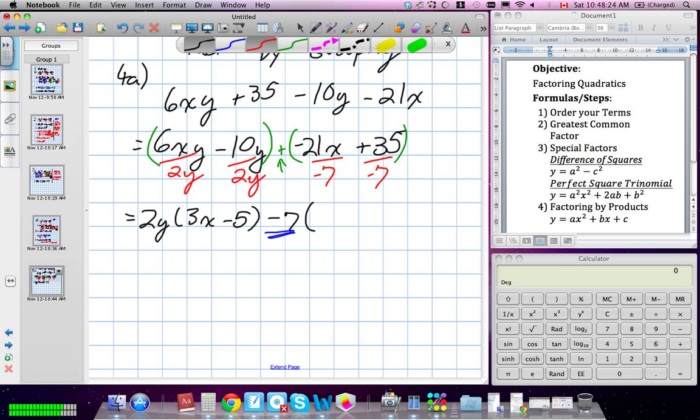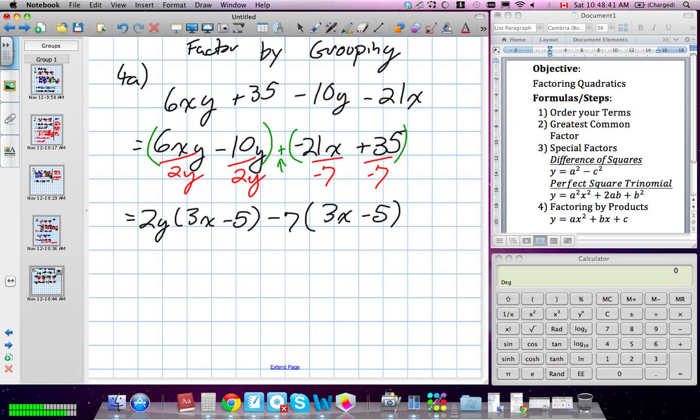Equation. Yeah, you created an equation. What can we do now in terms of factoring? We're creating with the 2y and negative 7. Yeah, well, the reason is because we're taking a common factor again. 3x minus 5 and 3x minus 5, that's our common factor. So we're taking it out of both of those.